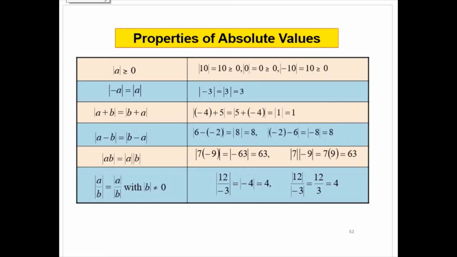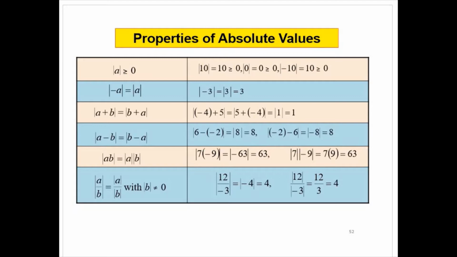Properties of absolute values. First, we have |a| is greater than or equal to 0, where all absolute values will always be positive or equal to 0. Example, we have |10| = 10, which is greater than 0, and |0| = 0, greater than or equal to 0, whereas we have |-10| = 10, which is also greater than or equal to 0. And then we have |-a| is always equal to |a|. Okay, |-3| = 3 and |3| = 3.